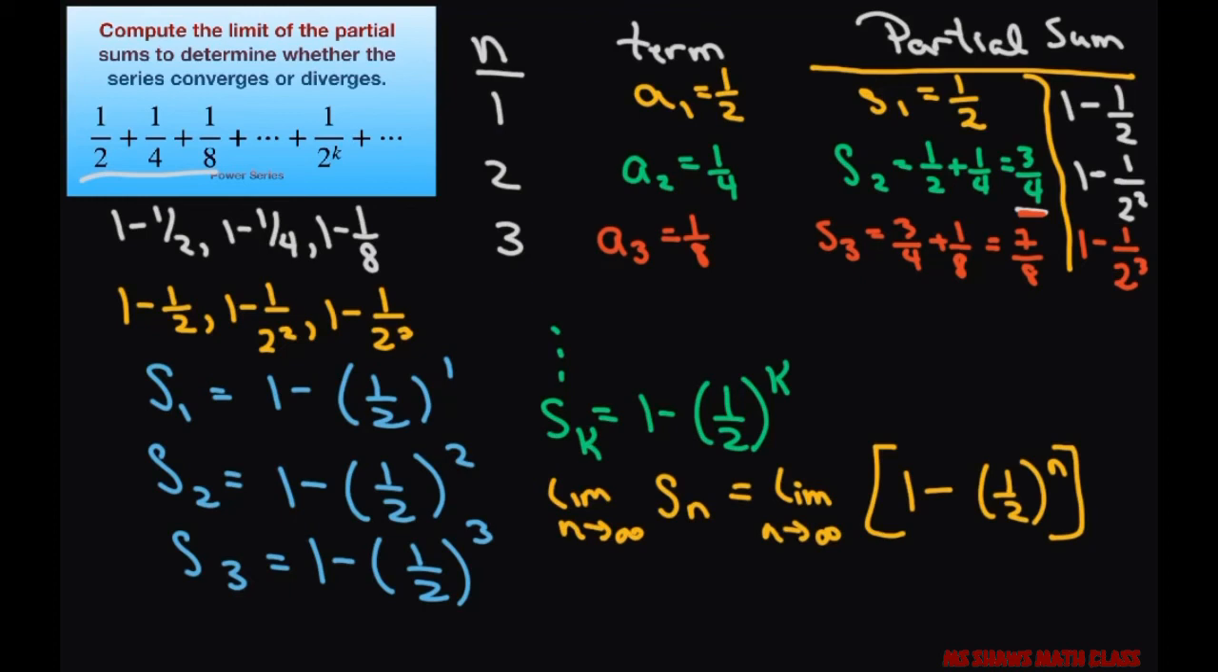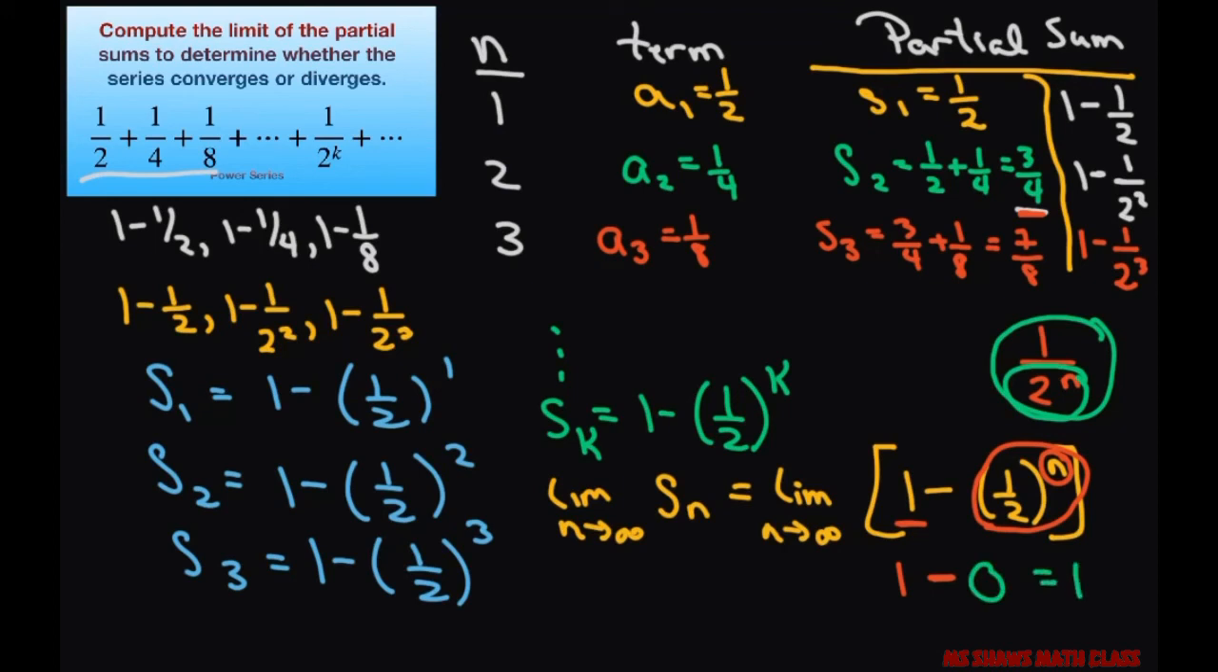All right, so this is a constant. This is 1 minus. Now, when you substitute in a large number here, this number is going to get smaller and smaller, because you're going to have 1 divided by 2 to the nth power. So as your denominator gets larger, this number is going to get closer to 0. So that's 1 minus 0, which equals 1.